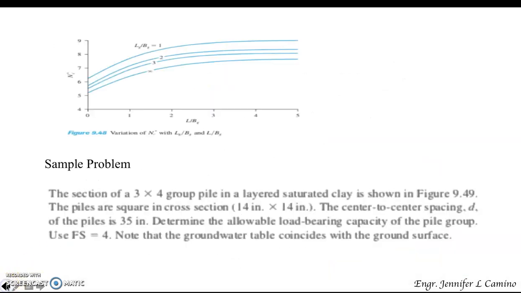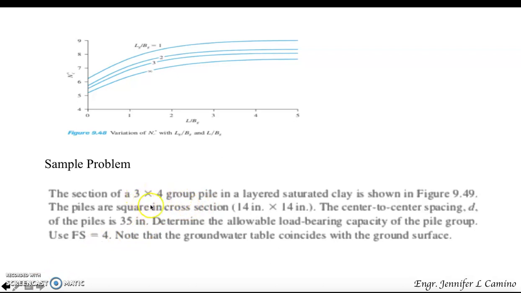For piles acting as a group, we have to identify our L sub G and B sub G. Since the section here is a 3 by 4 group pile, our L sub G is 4, our B sub G is 3. And we have a cross section which is 14 inches by 14 inches, and the center to center spacing small d is 35.